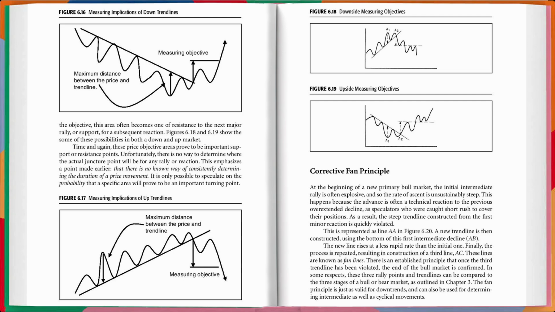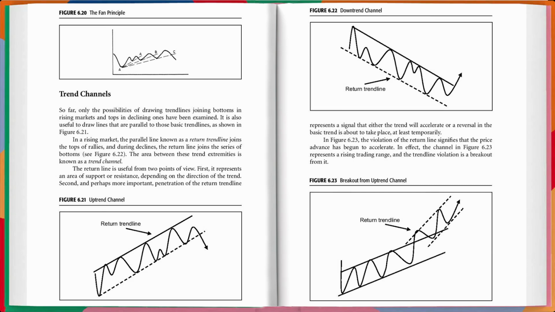The fan principle is just as valid for downtrends, and can also be used for determining intermediate as well as cyclical movements. Trend channels. So far, only the possibilities of drawing trend lines joining bottoms in rising markets and tops in declining ones have been examined. It is also useful to draw lines that are parallel to those basic trend lines, as shown in figure 6.21. In a rising market, the parallel line known as a return trend line joins the tops of rallies, and during declines, the return line joins the series of bottoms. See figure 6.22. The area between these trend extremities is known as a trend channel.